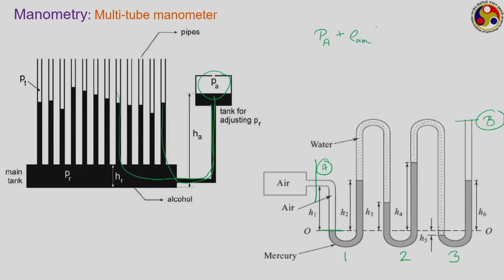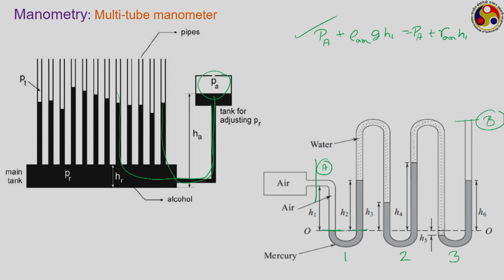rho air, which refers to the density of air, into g into H1, or we can write PA plus gamma air into H1. So, this is the pressure that is acting at this particular position. Then what about the pressure at this particular location? How much will that pressure be? Of course, this will be equal to this particular quantity, that is PA plus gamma air into H1.